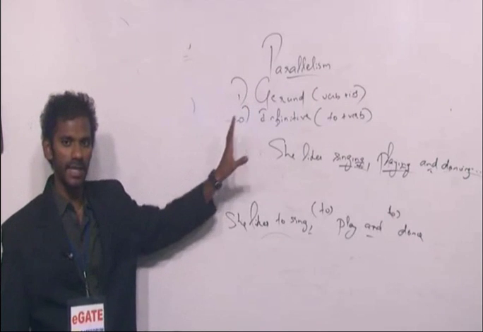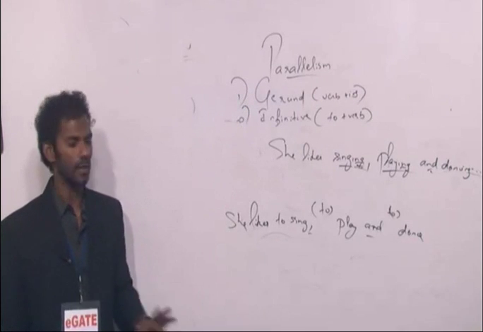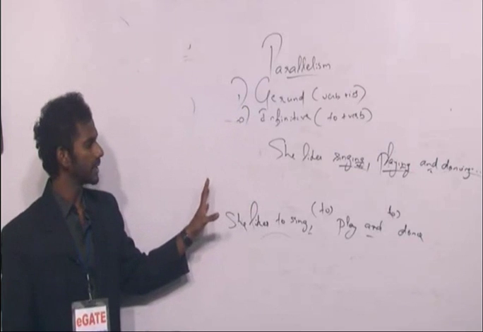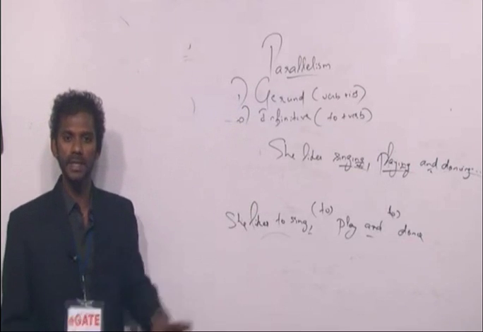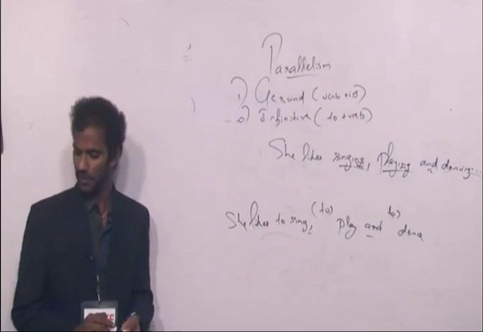First one is gerund. If one idea is in ing form, all the ideas must also be in the ing form. Second one is infinitive. If one idea is in infinitive form, all the other ideas must also be in the infinitive form. Clear? Right.